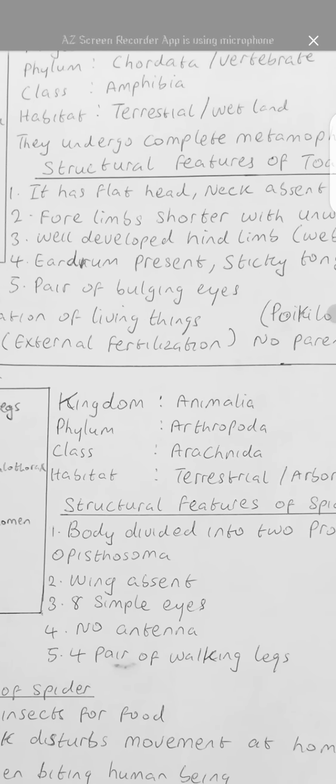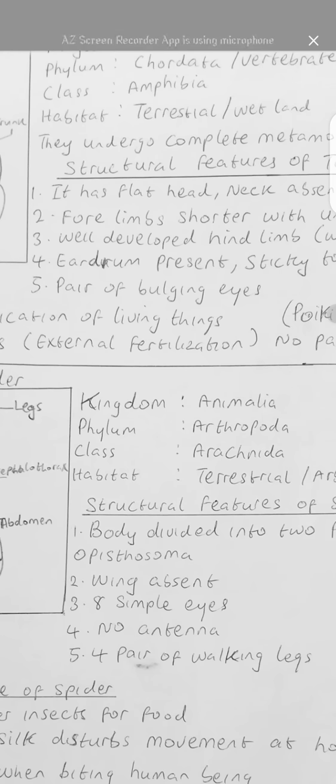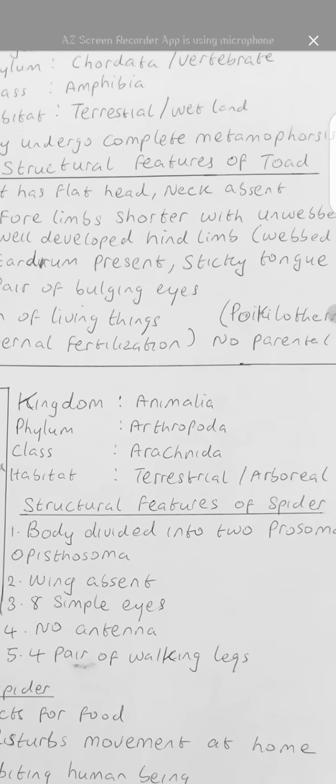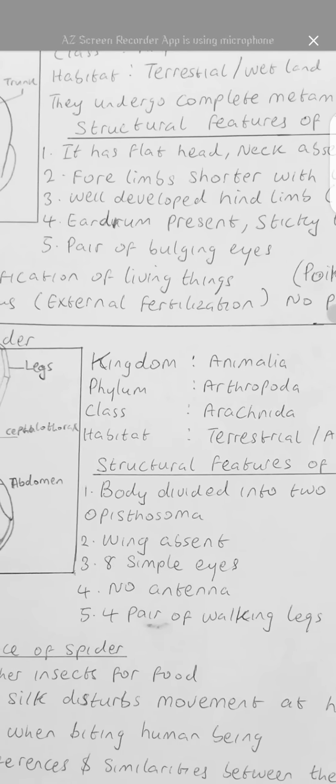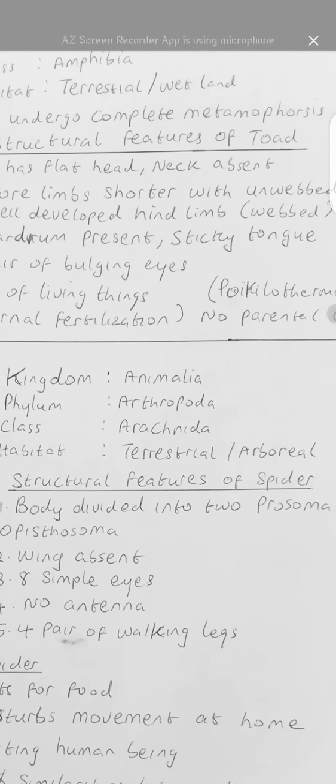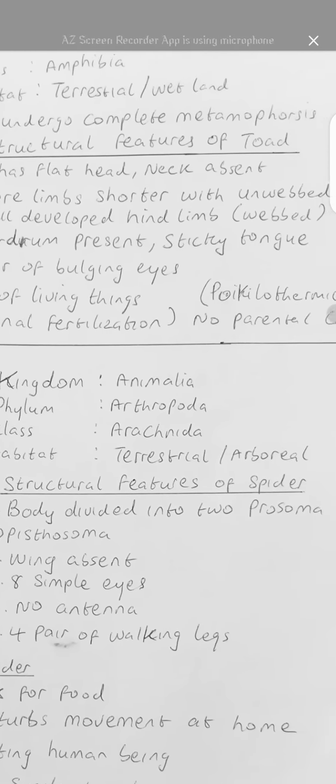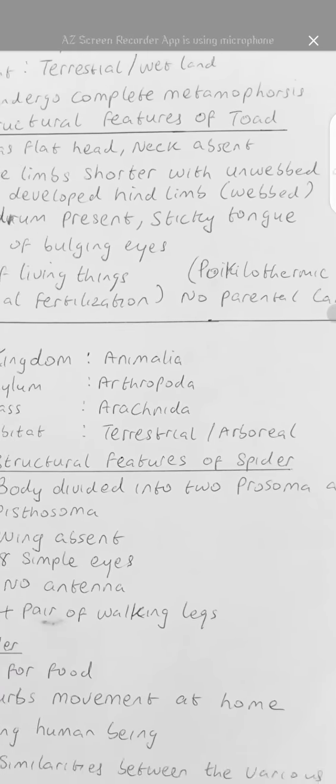So let's look at the structural features of toad. You can also say it's the adaptive features, how they aid it to survive. Number one, it has a flat head, neck absent. Number two, forelimbs are shorter. It has shorter forelimbs with unwebbed digits. So it doesn't have webbed digits on the forelimb. That's the hands, so to say.